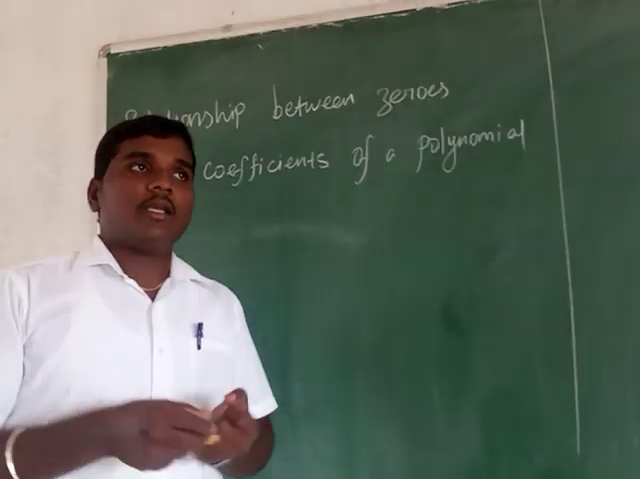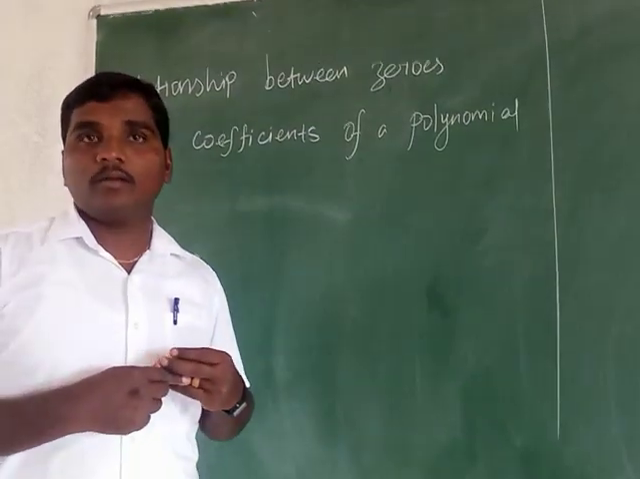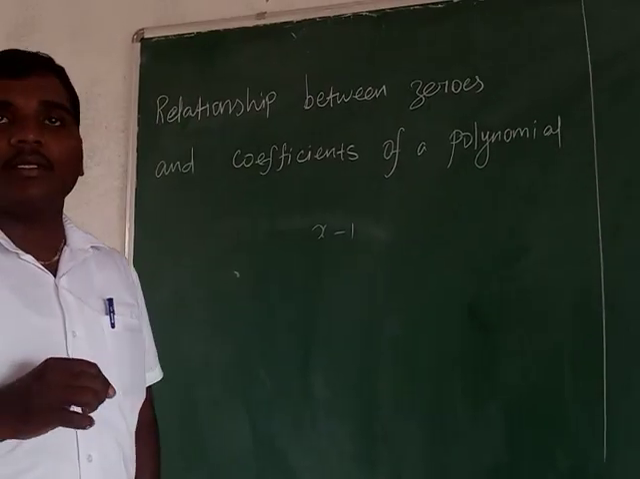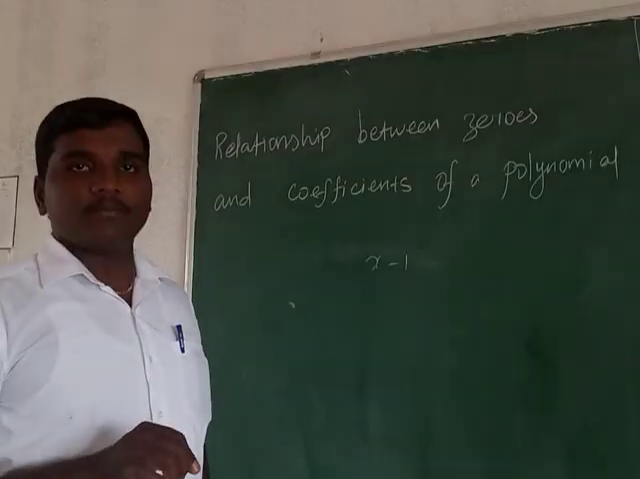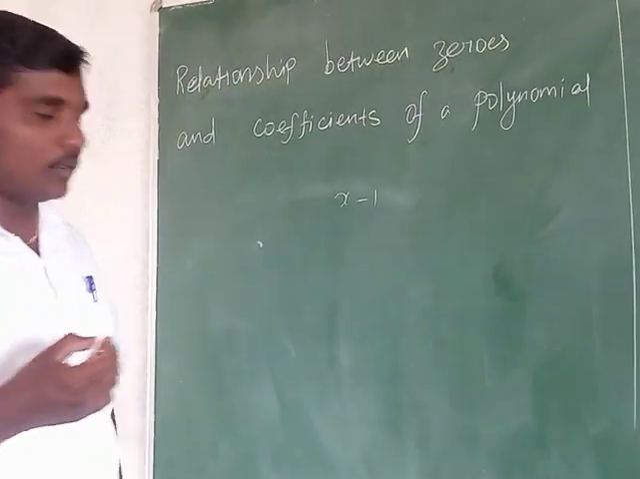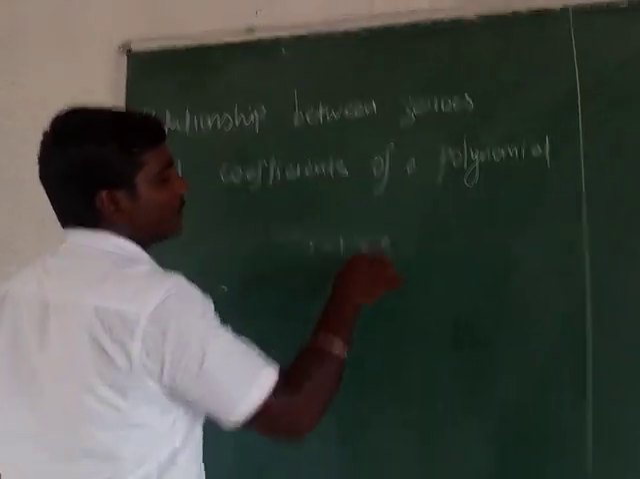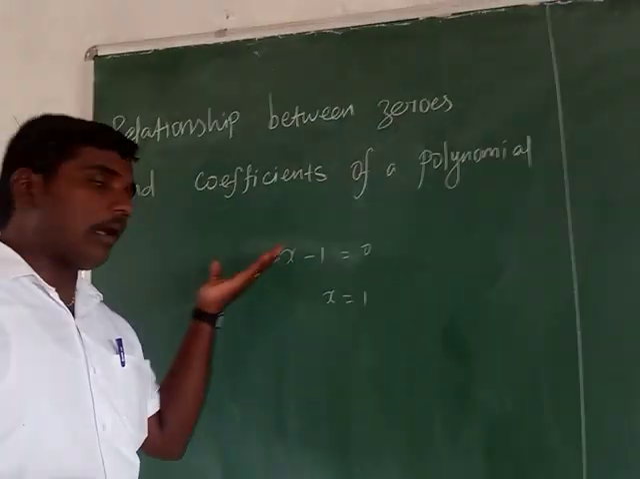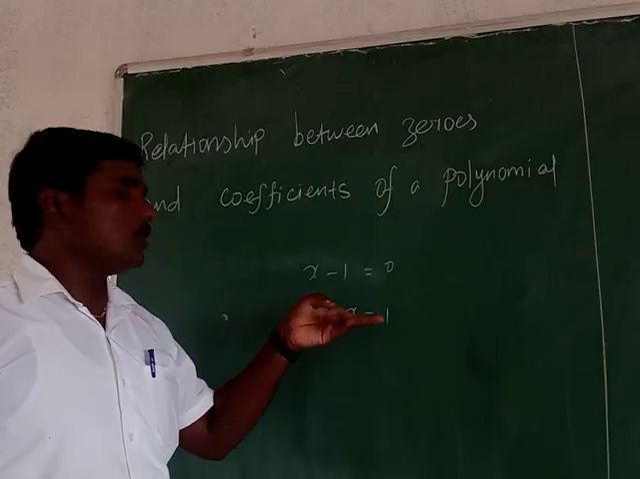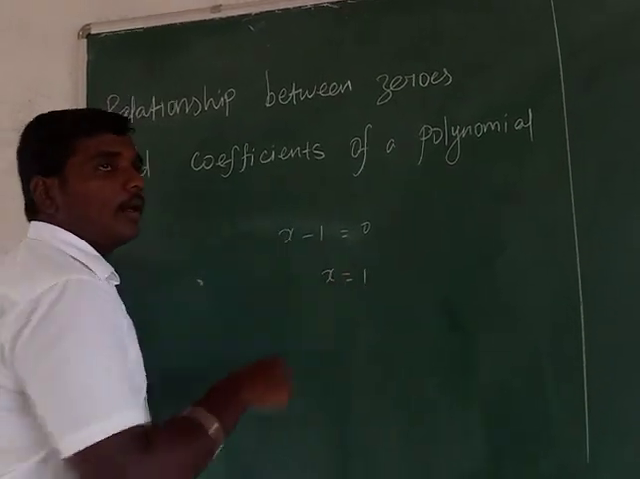Last year in 9th standard you studied zeros of a polynomial. For example, x minus 1 is a polynomial. What is the zero of this polynomial? We assume x minus 1 equal to 0, so x is equal to 1. If we replace the x value, the value should be 0. Replace x with 1: 1 minus 1 is 0. It is the zero of the polynomial.